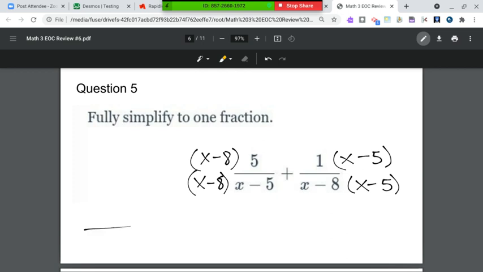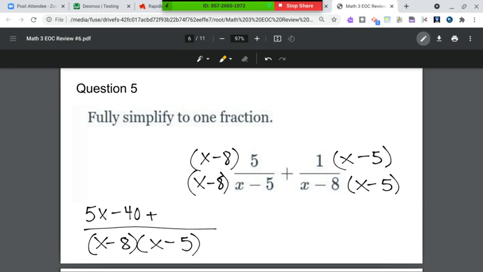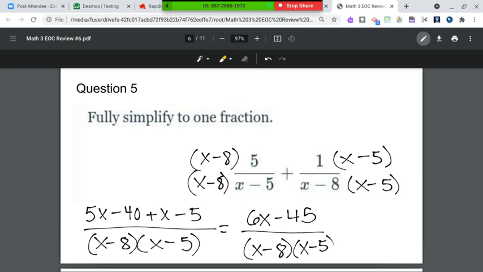So we have now established our common denominator as X minus 8 times X minus 5. Then we do the distribution of the top: 5X minus 40 plus X minus 5, and we get 6X minus 45. And we could pull out a 3, but it's not going to help us simplify it at all. So we're just going to leave it 6X minus 45 over X minus 8 times X minus 5.